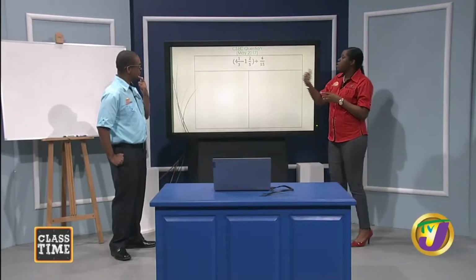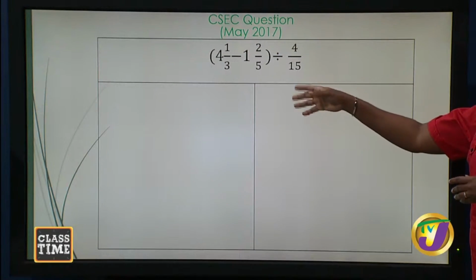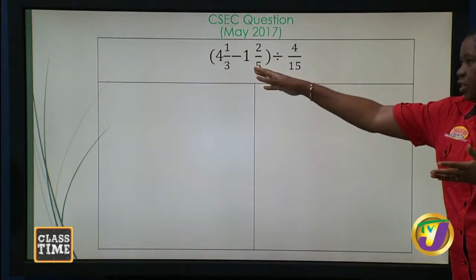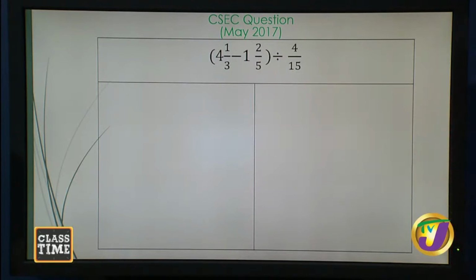Well, we could work with the whole numbers, or we could change the mixed numbers to improper fractions. We're starting with the parentheses here. So we could change the mixed numbers to improper fractions, or we could take out the whole numbers if you want to.